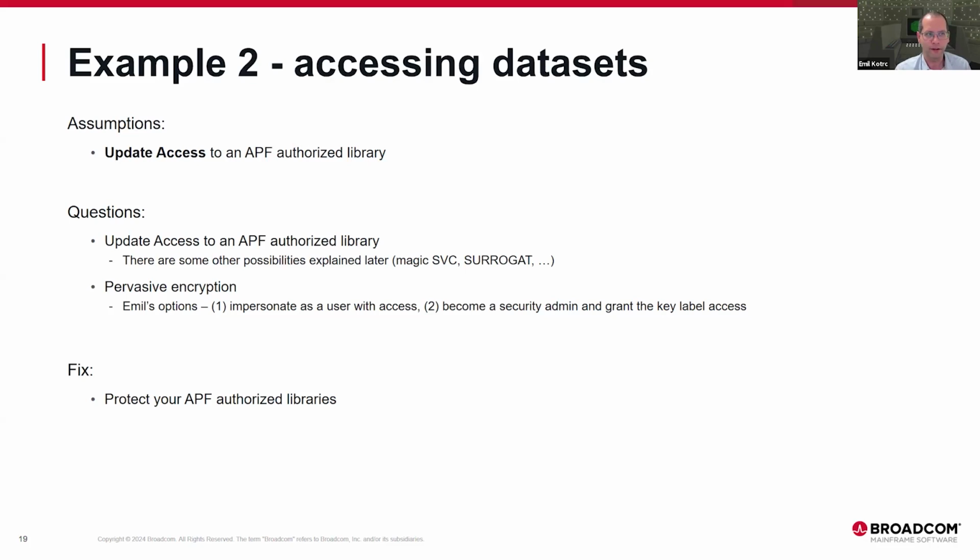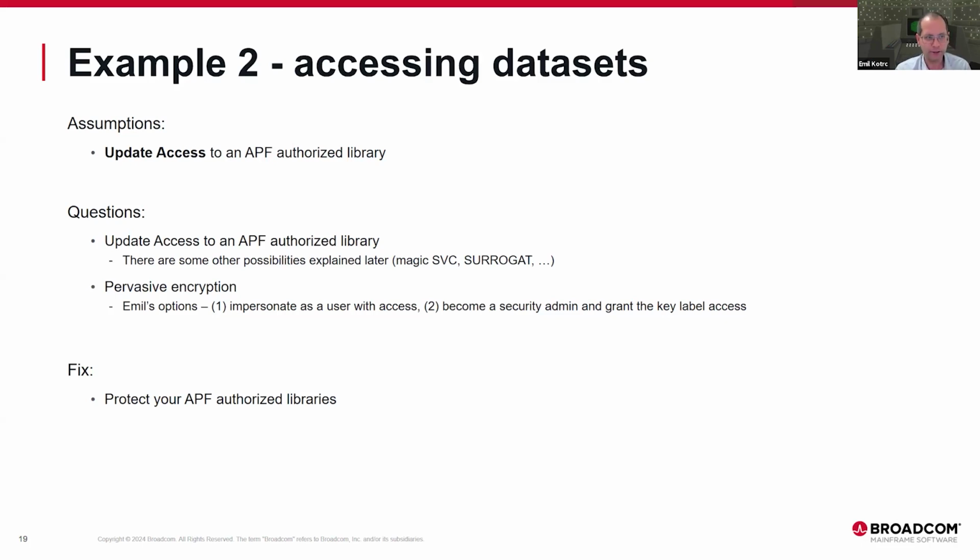Assumptions for this example are very similar to the prior one. Emil just needed update access to an APF authorized library. And then he compiled and linked this program to that library and can execute. And within the same step, he can then execute any other standalone Db2 utility, because this change, what happened in the prior slide, applies to the entire address space, which means that the follow-up steps or any steps in the same JCL can access these data sets.